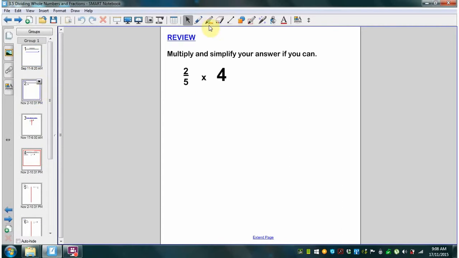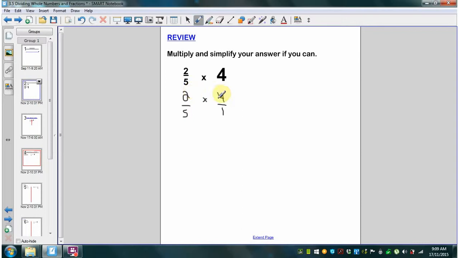Okay, quick little review, just follow along for right now. We've been multiplying with fractions, and the very first thing we did was multiplying fractions and whole numbers. So we're going to do this one together. The first thing you do when you multiply with whole numbers is that you make your whole number into a fraction, and the trick that we use to do that, so 2 over 5, just copy that down, is that we put our whole number over 1.